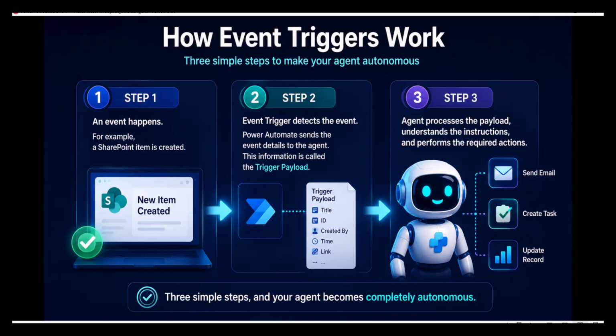Let's understand how the event trigger works. The entire process is very simple. There are only three steps. Step number one, an event happens, for example, a SharePoint item is created. Then the second step, the event trigger detects the event. Power Automate sends the event details to the agent. This information is called the trigger payload. Then the third step, the agent processes the payload, understands the instruction, and performs the required action. That's all, three steps, and our agent becomes completely autonomous.